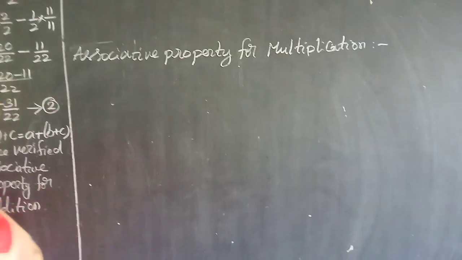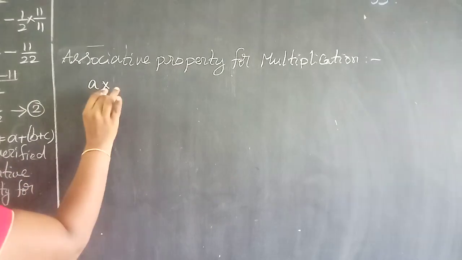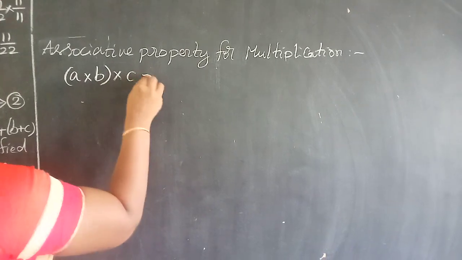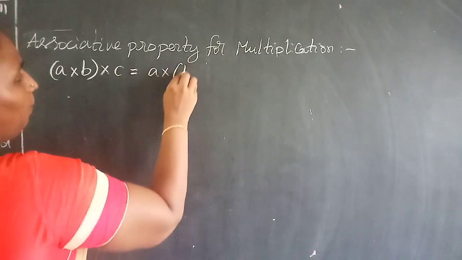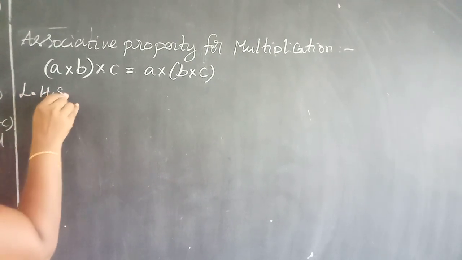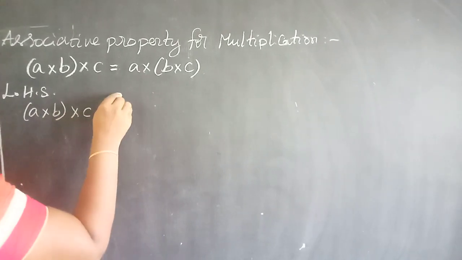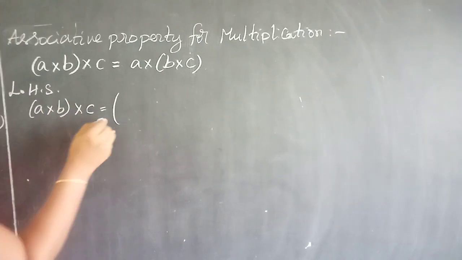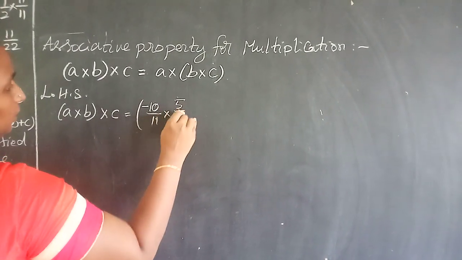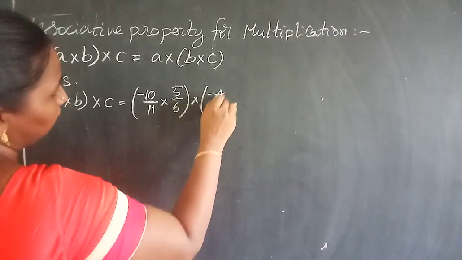So write this associative property for multiplication. Instead of plus you are going to write the multiplication symbol. A into B into C equal to A into B into C. We are going to check now. So take the first LHS part. LHS, what you have? A into B into C equal to, substitute the values. A value is minus 10 by 11 into 5 by 6 into C value minus 4 by 3.